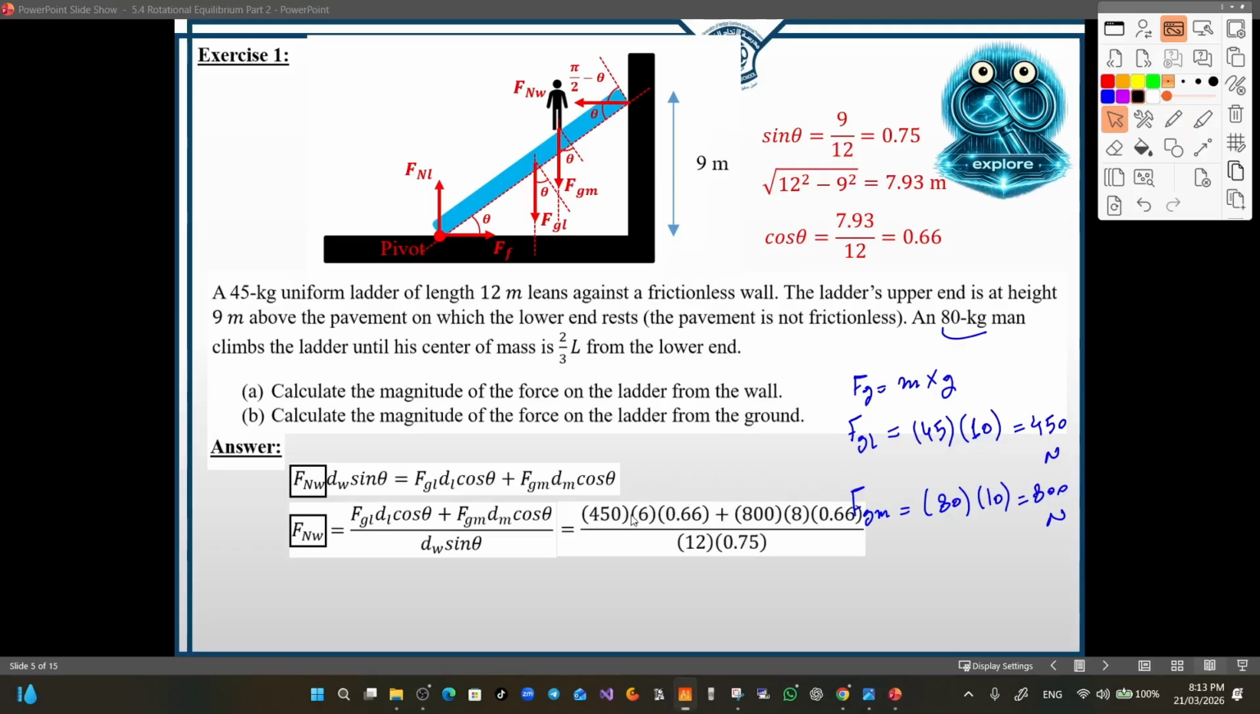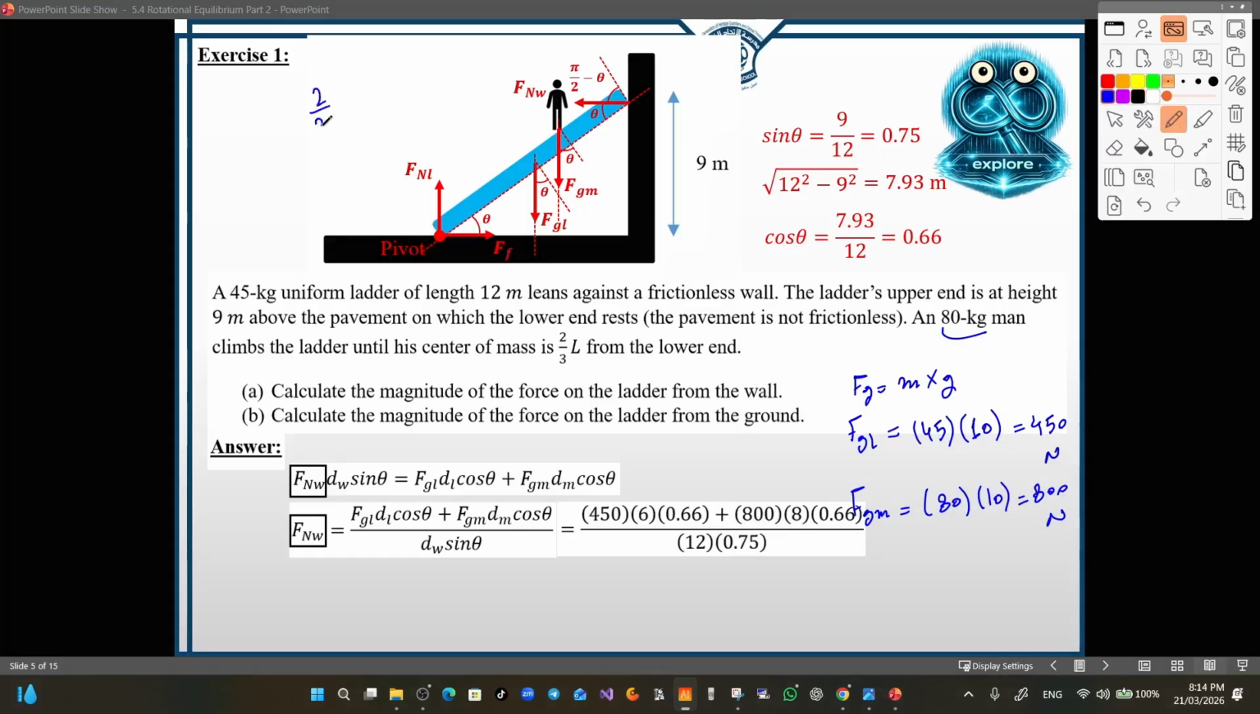So the weight of the ladder times the distance between the center of mass and the pivot times the cosine of the angle. Now the weight of the man times the distance between the man and the pivot, and this distance can be easily calculated by 2 over 3 times L. L represents the length of the ladder. 2 over 3 multiplied by 12 equals 8 meters.